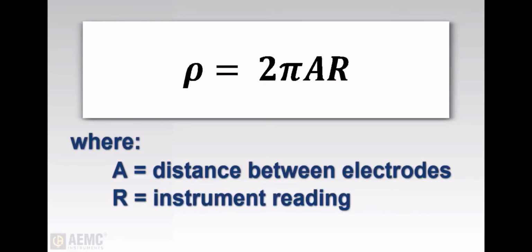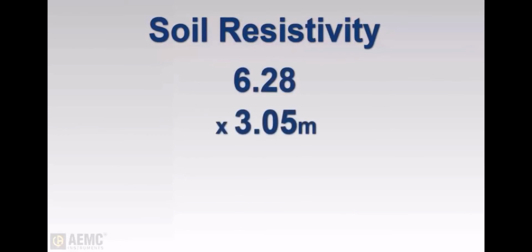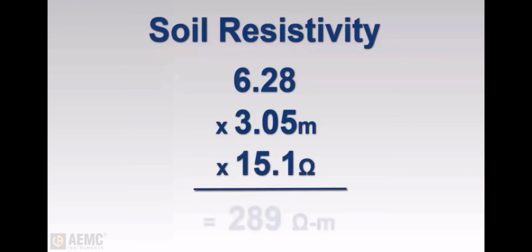In this formula, soil resistivity equals 2 pi multiplied by A, the distance between the electrodes in meters, multiplied by R, the reading obtained during measurement. So to calculate soil resistivity, we multiply 2 pi, or 6.28, by 3.05 meters, the metric equivalent of 10 feet. We then multiply this by our reading of 15.1 ohms to obtain a soil resistivity value of 289 ohm meters.